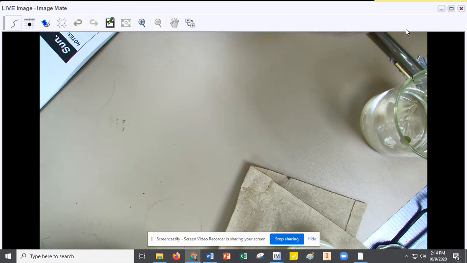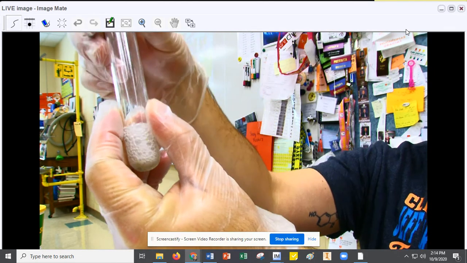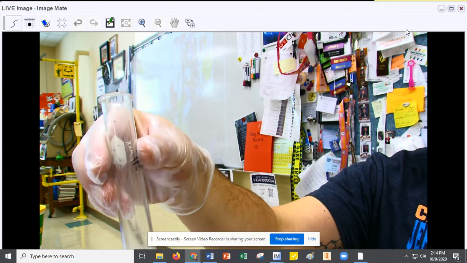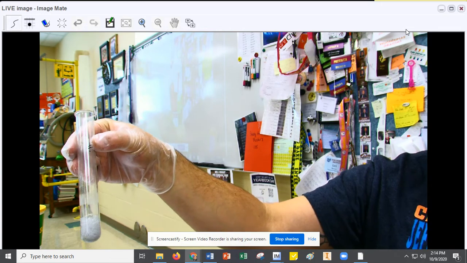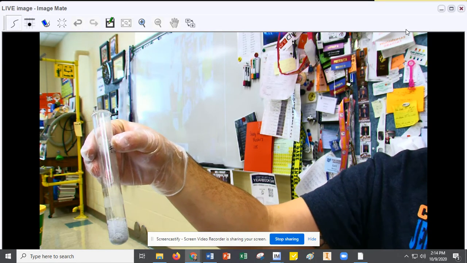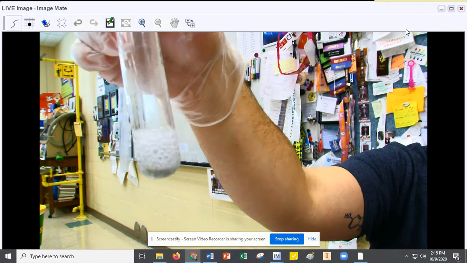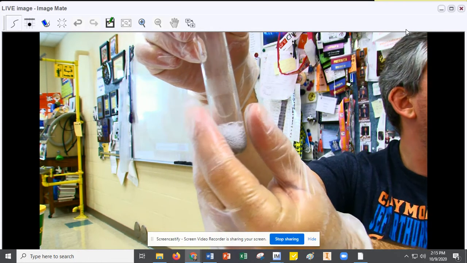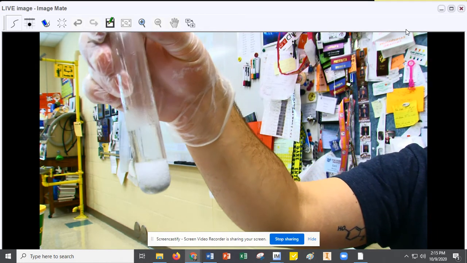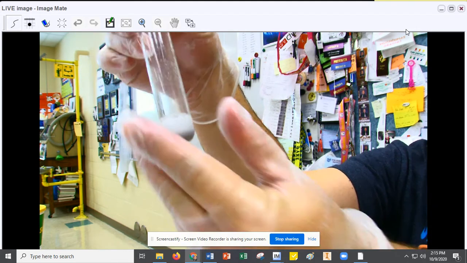So let me move the camera up here a little bit. You can see the steam coming out of this much better than you could with the beaker. You can see there's a vigorous bubbling. And if you were to touch that, that would be very warm to the touch, almost to the point where it would burn you if you held it too long. It may actually burn you if you held it too long.